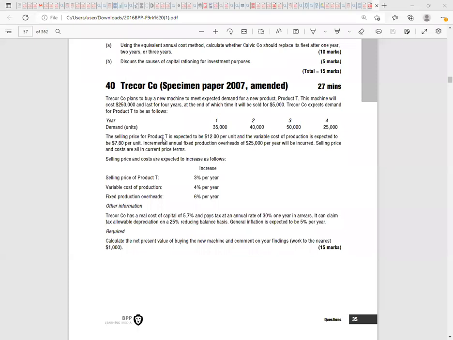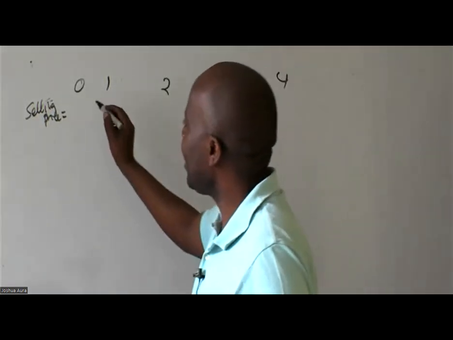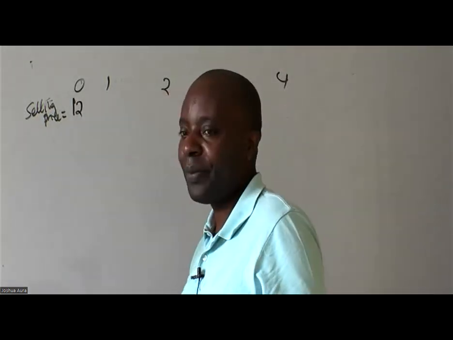They have told us the selling price for product T is expected to be 12.0 per unit, and the variable cost of production is expected to be 7.8 per unit. Incremental annual fixed cost will be incurred. The selling price and the cost are all in current price terms. When you hear the term current price, it means today's price. So that means this 12 is a price that I should put on which date? So the selling price is the current price, 12.